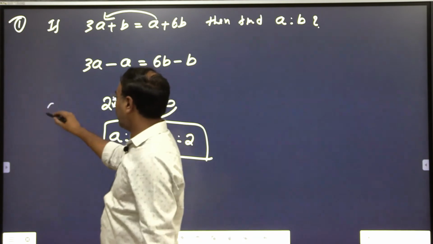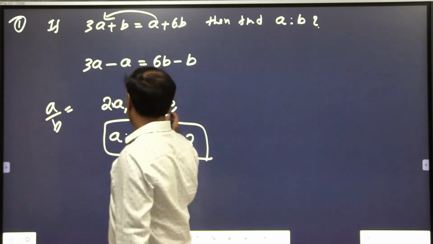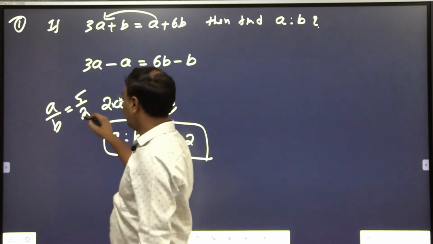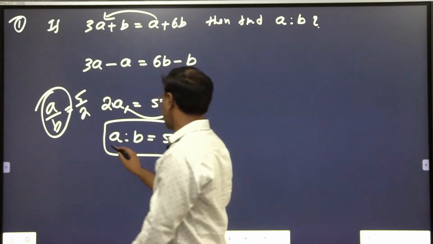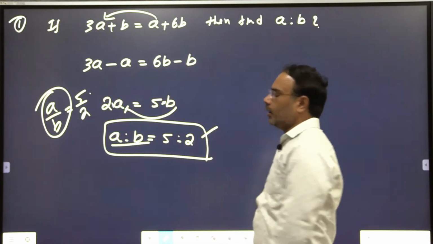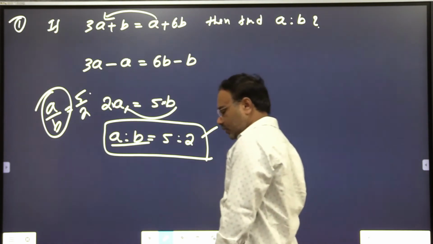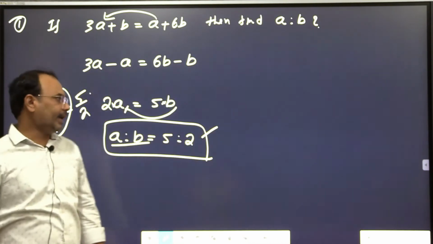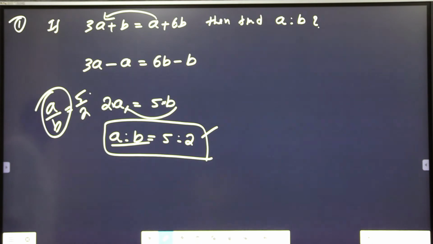So you can write a by b. Actually a by b is equal to what? 5/2. Of course you can write a by b as a is to b and this 5/2 as 5 is to 2. Directly we convert. So a is to b is equal to 5 is to 2. Directly I did write a is to b as 5 is to 2.